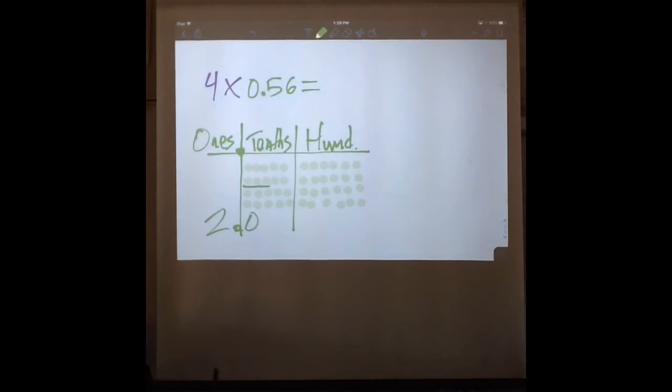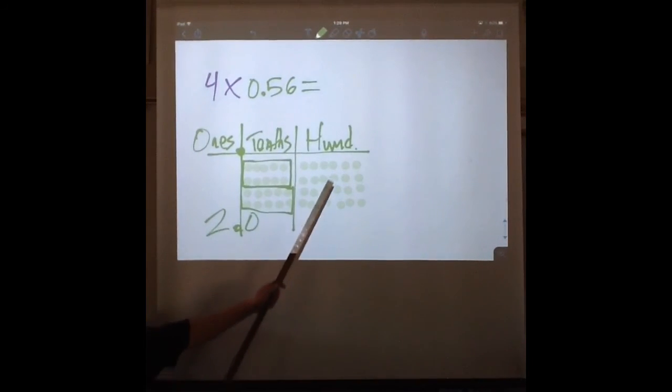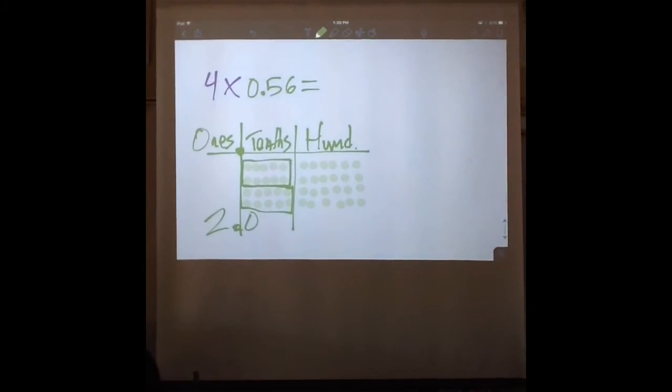If you notice, how many groups of 10 do we have? 2. We have 2 groups of 10. And how many do we have in our hundredth area? 24. Ooh. So let's circle the tens, right? So we got 2, and then we've got 6. Is that all right? Is that correct?